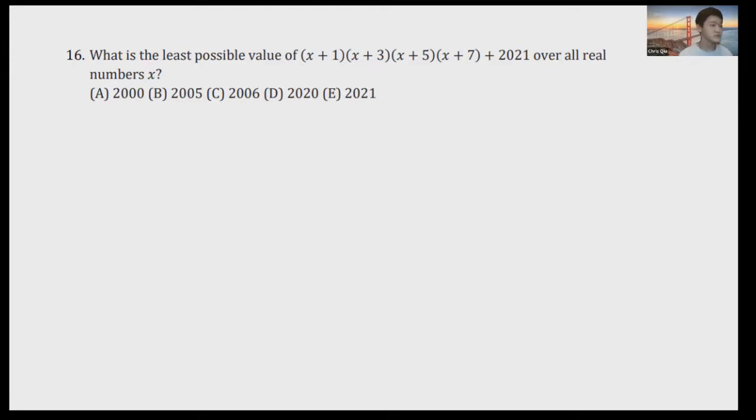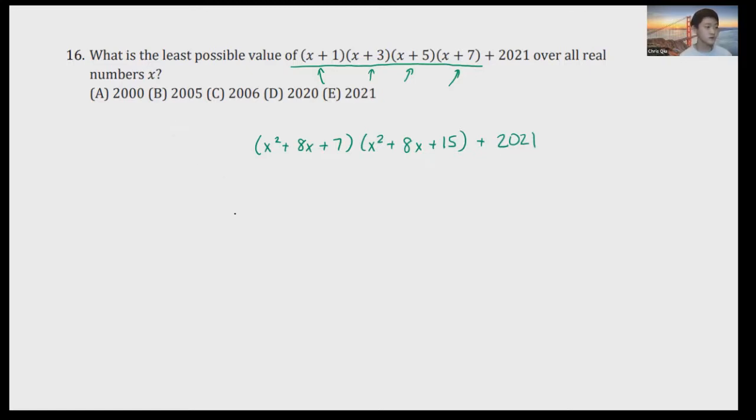All right, so let's start with problem 16. Problem 16 is asking for the least possible value of this expression over all real numbers x. We see a product of these four expressions that form an arithmetic sequence. So one thing we can do is pair up these two terms and pair up these two terms. When we pair up the terms on the edges, we get x squared plus 8x plus 7. And when we pair up the terms that are inside, we get x squared plus 8x plus 15. And then we have the plus 2021.